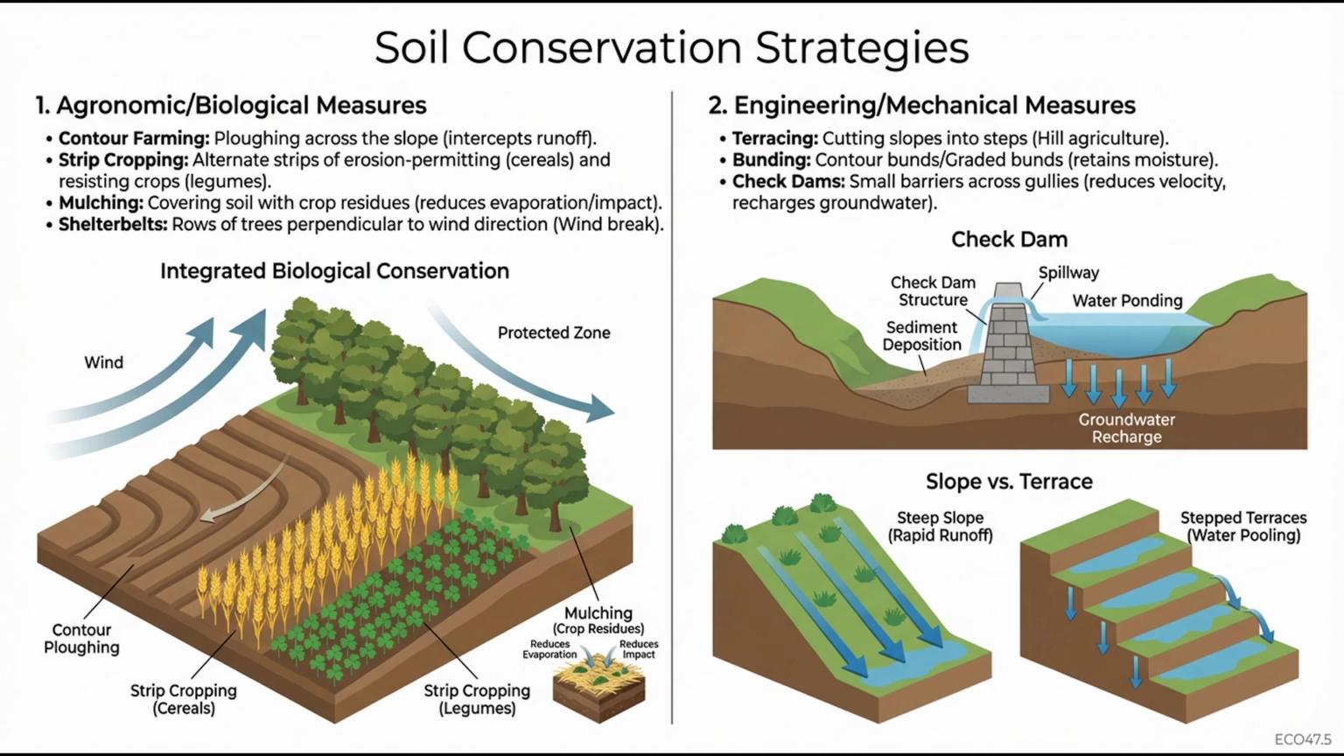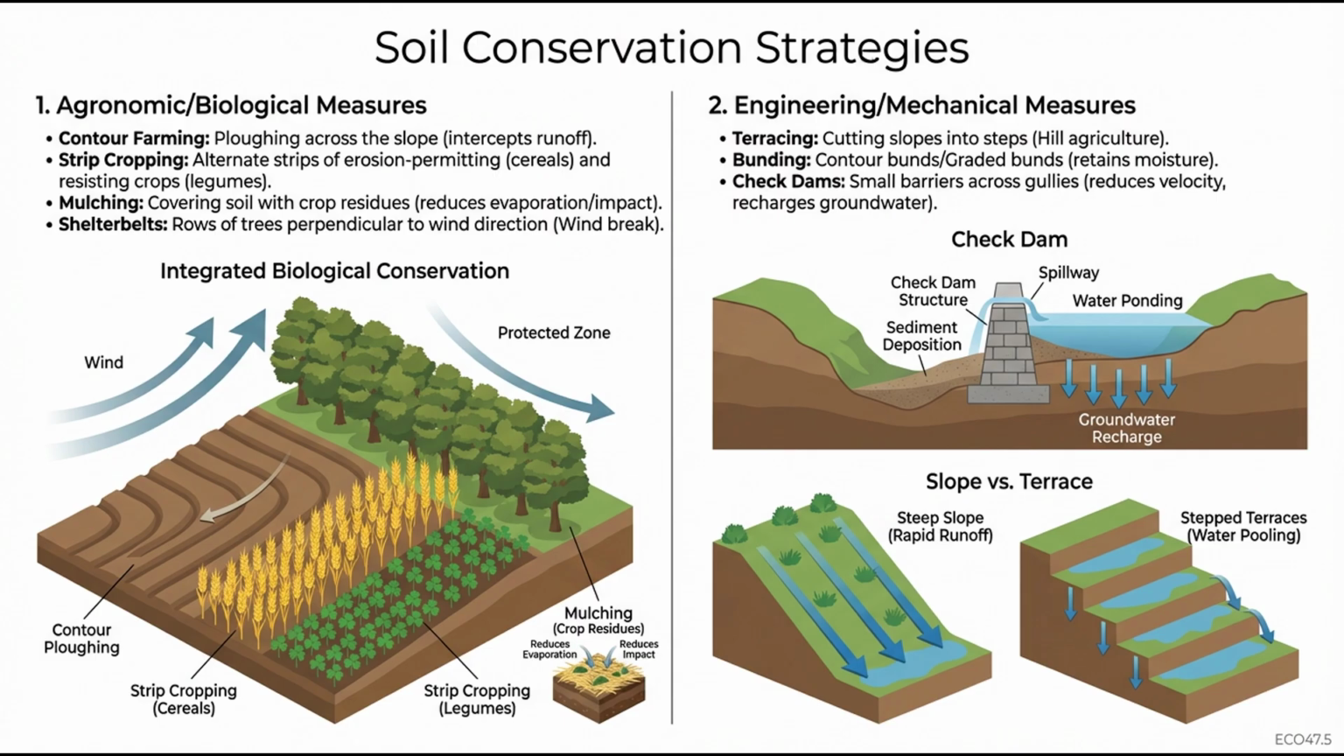We need engineering measures. The slope versus terrace visual demonstrates terracing, where the slope is cut into steps. This transforms a rapid runoff surface into a series of flat platforms that hold water, allowing it to seep in rather than rush off. In areas with gully formation, we construct check dams. As shown in the cross-section, a check dam is a small barrier built across a gully.